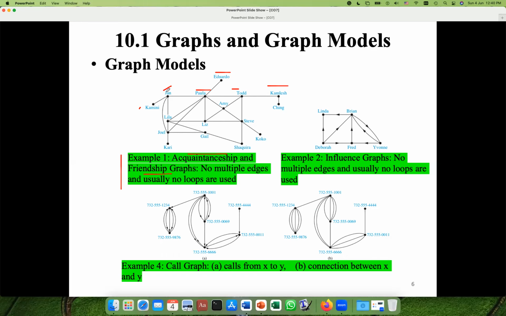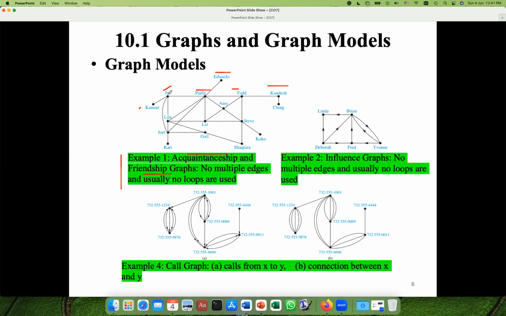For example, Jan or John is a friend of Paula, and Paula is a friend of Eduardo, and Paula is also a friend of Todd, and John is also a friend of Leela, and so on. So this is the simple graph, nothing else. This is one model, called the graph model, the friendship graph model, representing acquaintanceship.